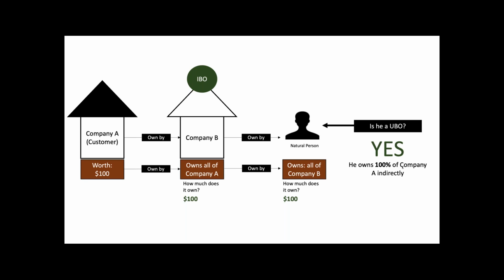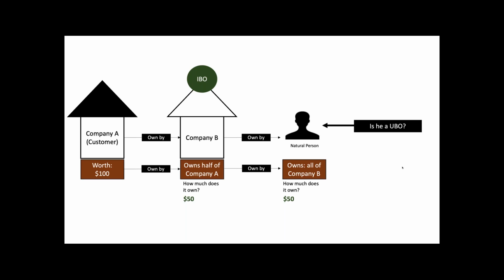He owns 100% of company A indirectly. Now, he doesn't own it directly, but he owns it through company B, right? Now, is he a UBO or not? He is. Yes, he is. Why? Because he is 50%.